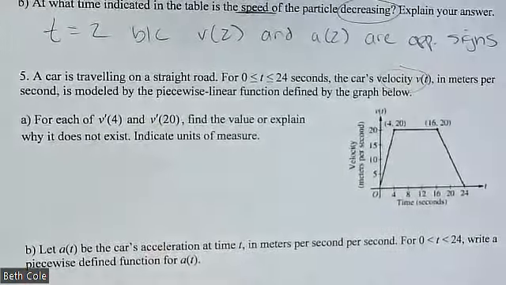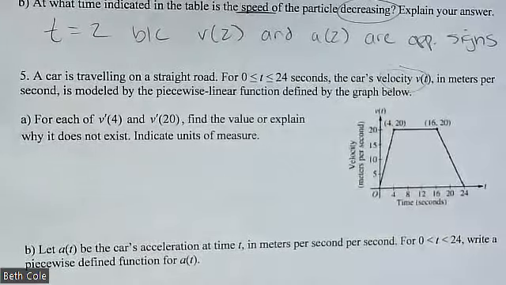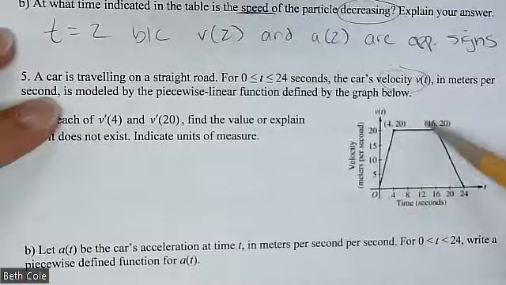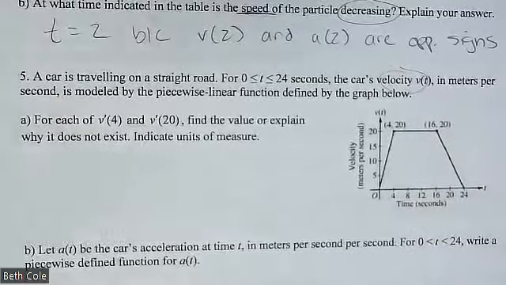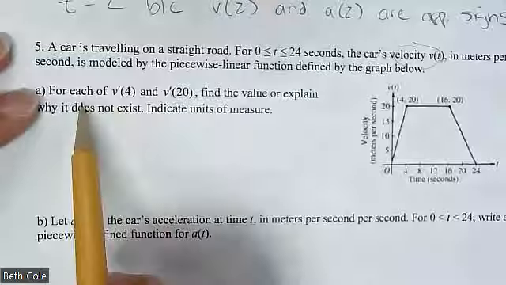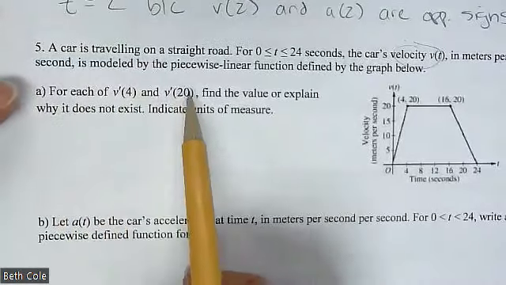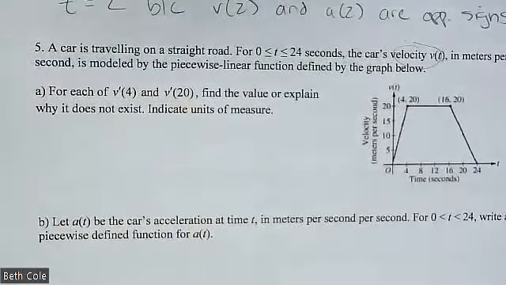Piecewise linear, they throw that vocabulary out there. Linear means line, piecewise means broken into pieces. Do you see how it's 3 lines broken into pieces? That's all that means. Don't let that throw you off. All right, for each of these, find the derivative at 4 and the derivative at 20, or explain why it doesn't exist, include units of measure.